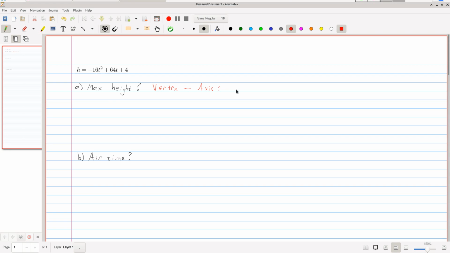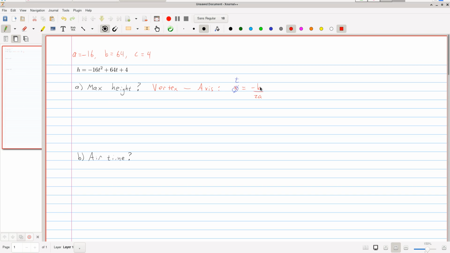Now, the formula on your sheet for axis of symmetry is x equals negative b over 2a. However, in our function, we have t as the independent variable, not x. So we're going to use t equals negative b over 2a. Next up, to identify a, b, and c: a is the coefficient of the squared term, which is negative 16. b is the coefficient of the linear term, which is positive 64. And c is the constant term, which is 4.